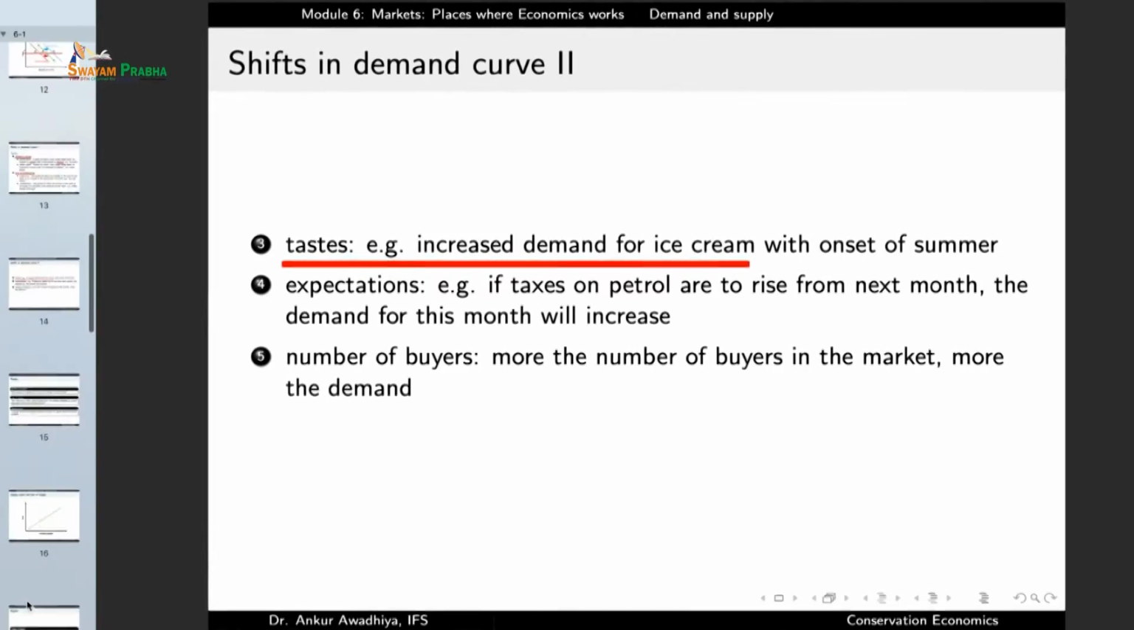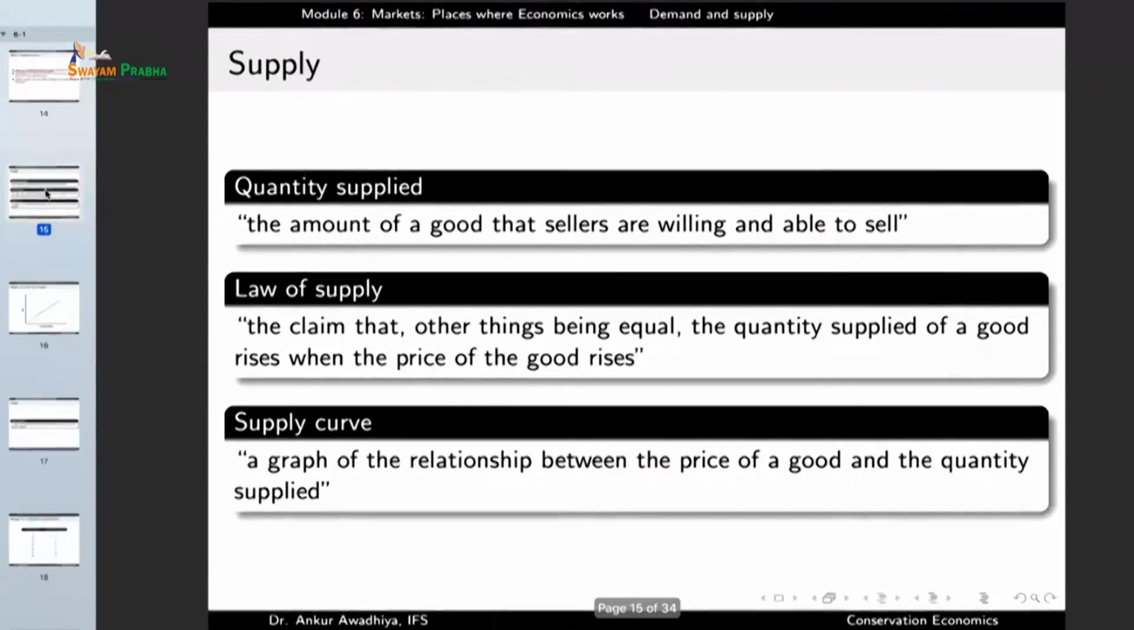So these are shifts in the demand curve. Now similarly, we can talk about supply. The quantity supplied is the amount of a good that sellers are willing and able to sell. The sellers should be willing to sell at that price, and the sellers should be able to sell. That is, they must be having the good or they must be in a position to make the good.